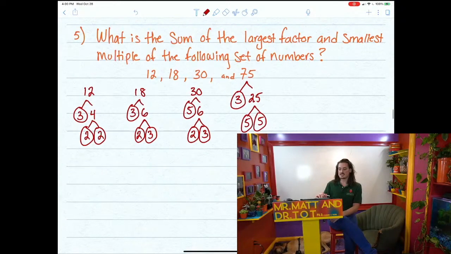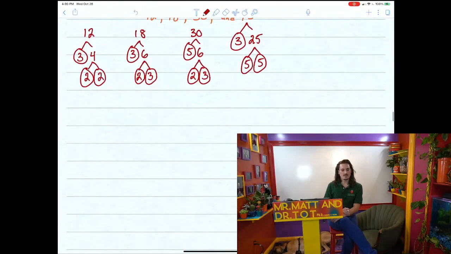Remember, in order to calculate the LCM, we take each factor the most number of times it occurs in any one factorization. We have 4 factorizations here. So we're going to go factor by factor and take each factor the most number of times it occurs in any one factorization. So for example, 2 occurs 2 times in 12, 1 time in 18, 1 time in 30, 0 times in 75. So 2 is the most number of times 2 is used in any one factorization, so I'm going to take 2 2's.